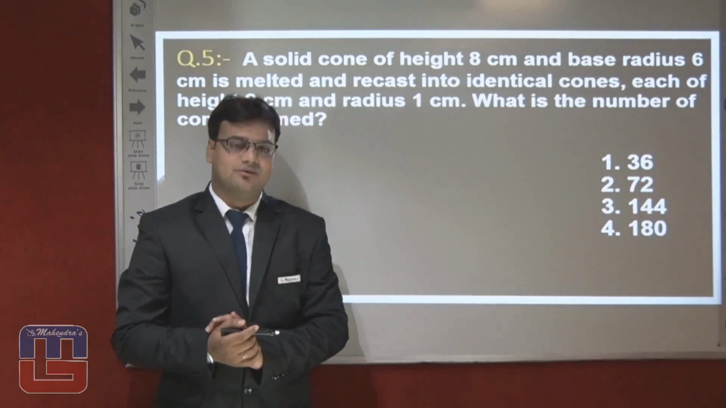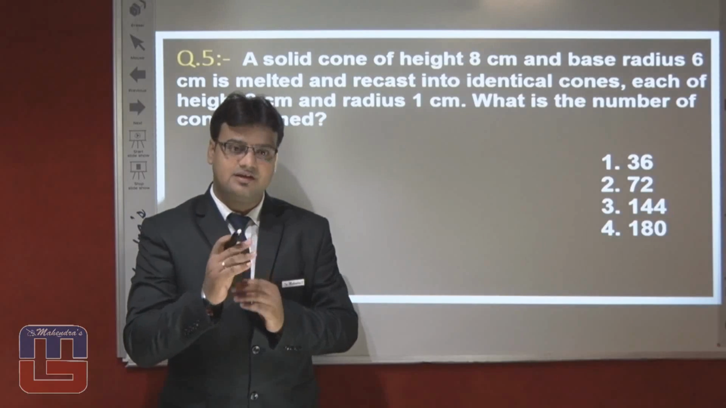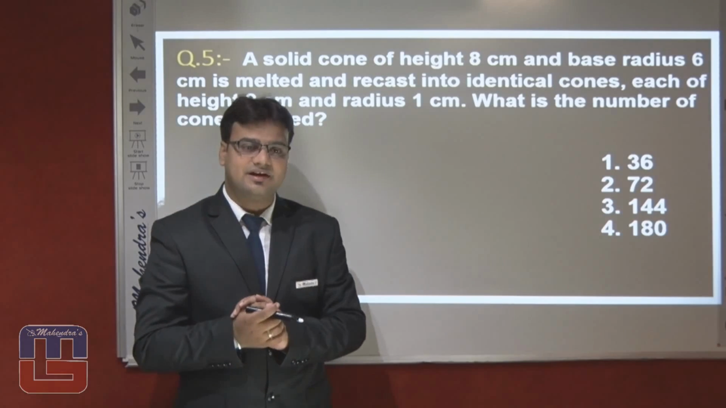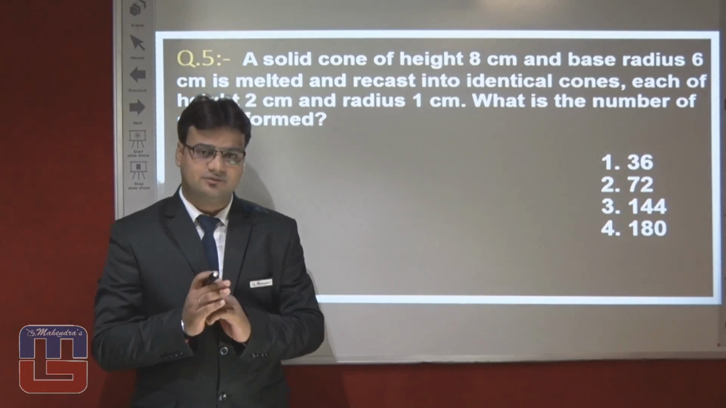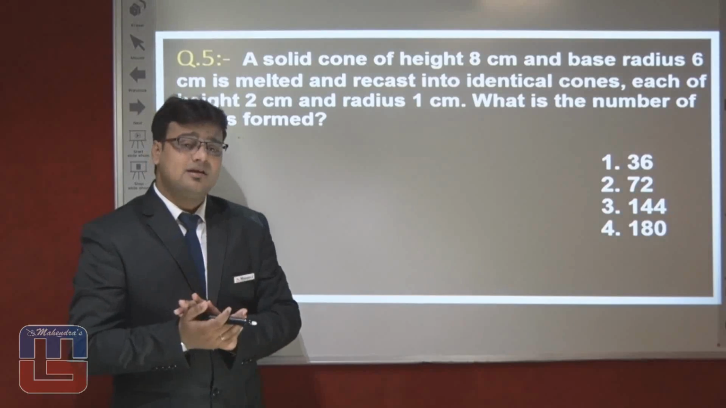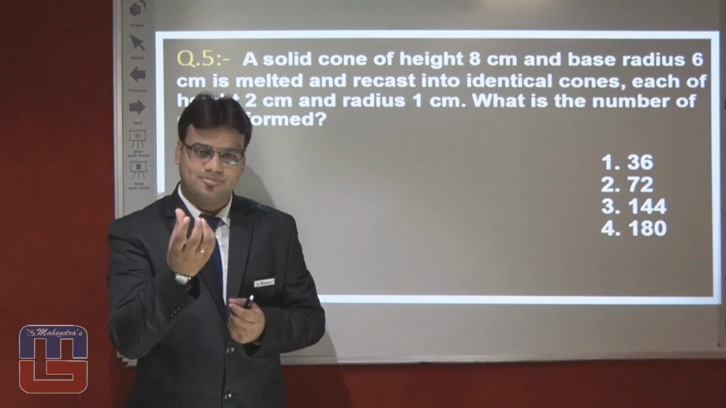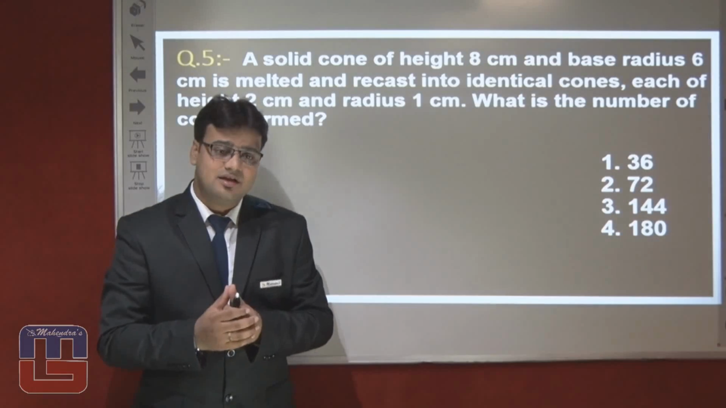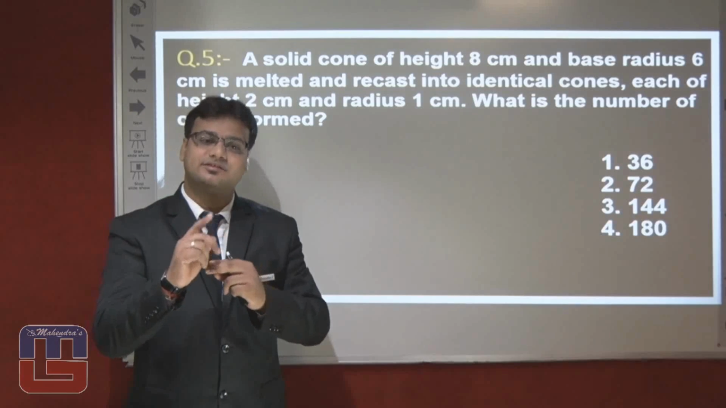A solid cone of height 8 cm and base radius 6 cm is melted and recast into identical cones, each of height 2 cm and radius 1 cm. What is the number of cones formed? If any solid is melted, then we use its volume and reconstruct any form. That means its volume will remain the same. If any solid wire is bent, then we use the circumference.